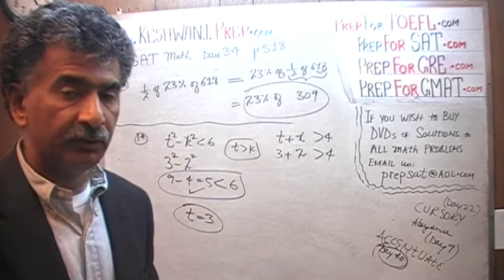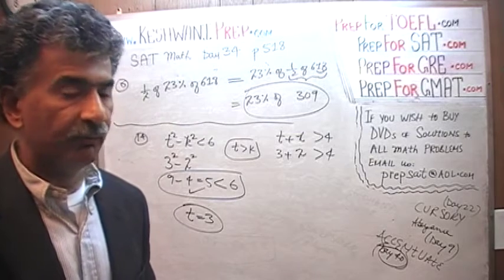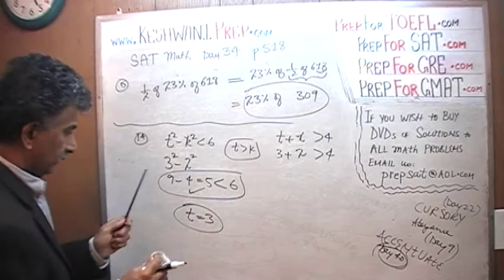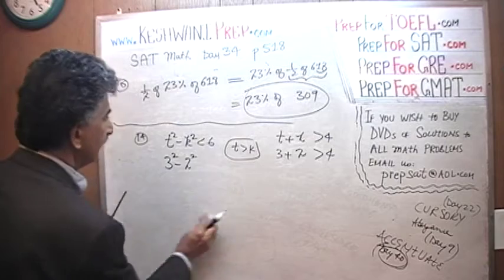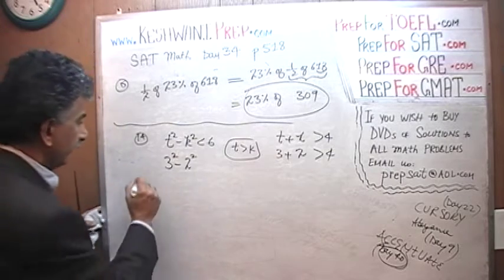Now, just to satisfy your curiosity, I'm going to show you that t cannot equal 4 or 5. I'm going to show you in a second here. I need the room, so I need to erase it. It works. T equals 3 is the answer. The answer is t equals 3.